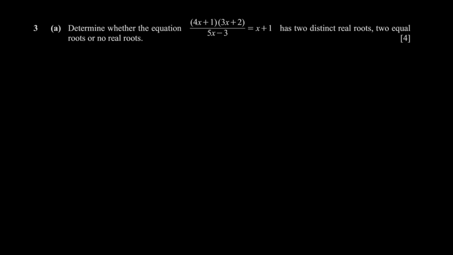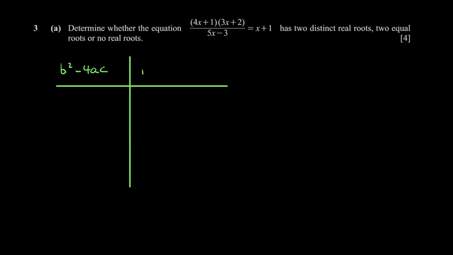All right, then question 3, we want to determine whether or not this equation here has 2 distinct roots, 2 equal roots, or no real roots. Well, this thing here should indicate to you that we're talking about the discriminant, right? The discriminant is the value of b squared minus 4ac in a quadratic, and this thing tells us how many roots a quadratic will have, okay? So the discriminant tells us the number of roots.